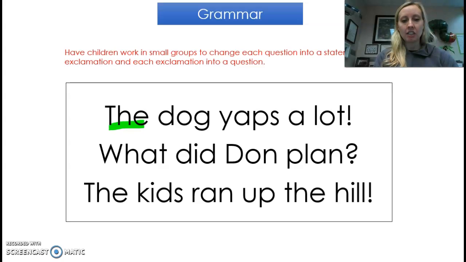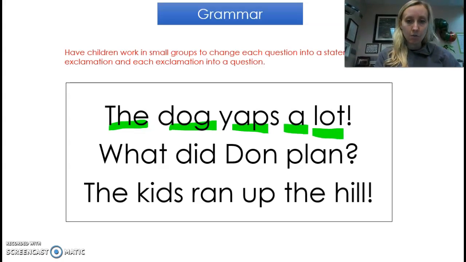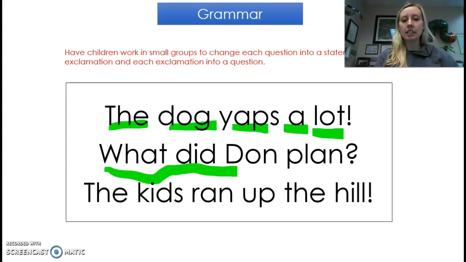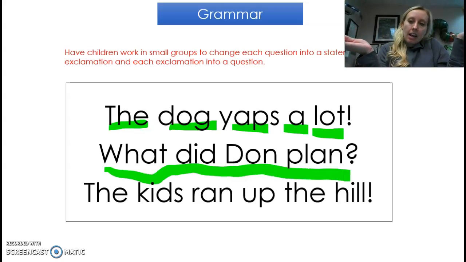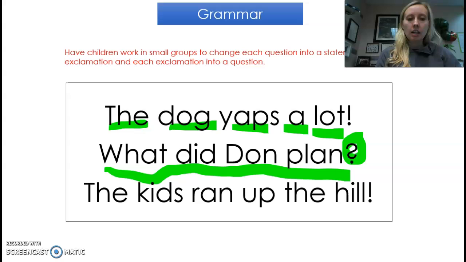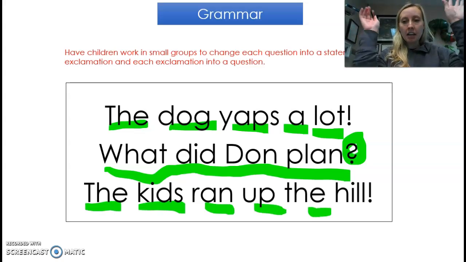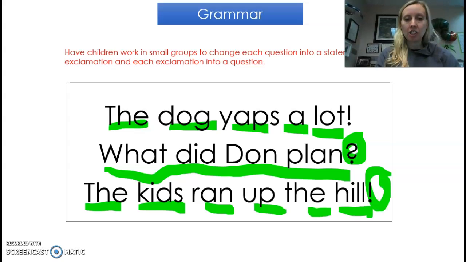Okay, so let's read these. The dog yaps a lot. We're excited. Now we're going to change. Okay, now let's read the next one. What did Dawn plan? It's a question. And last of all, the kids ran up the hill. Now we're going to change these.